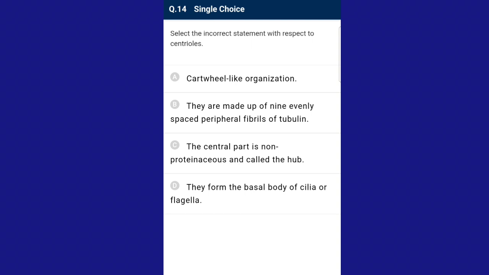So that is wrongly given, because centrioles are made up of 9 evenly spaced peripheral fibrils which are made up of tubulin protein. Each of the peripheral fibril is a triplet. The adjacent triplets are also linked. So the incorrect one is option C.